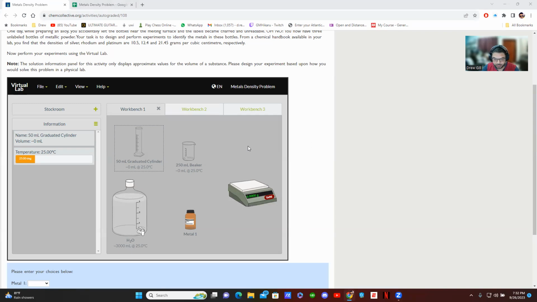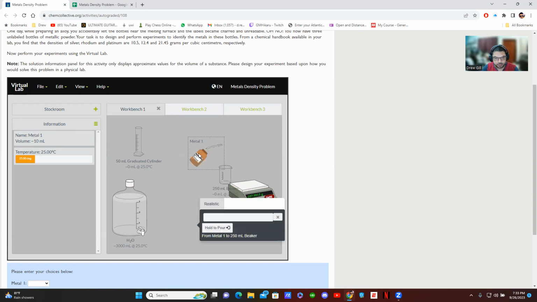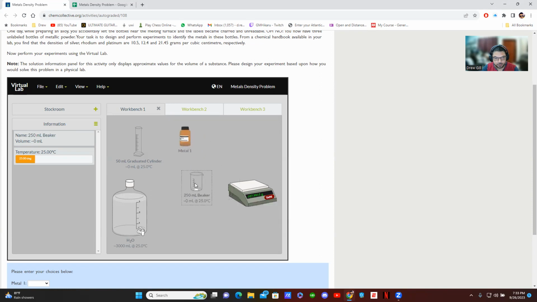To start that, I'll put my beaker on the scale and tare it. We don't want the weight of the beaker to give us an inaccurate mass of the metal. So I'll place my beaker on the scale, tare it, and then I will add some of my metal to my beaker. All right. And then I will measure the mass of said metal.